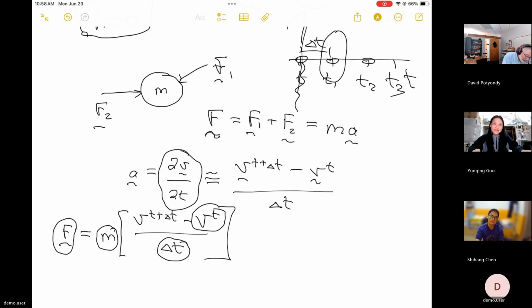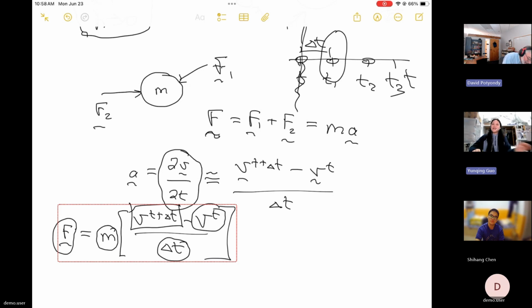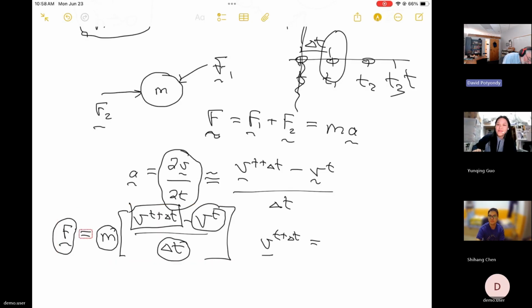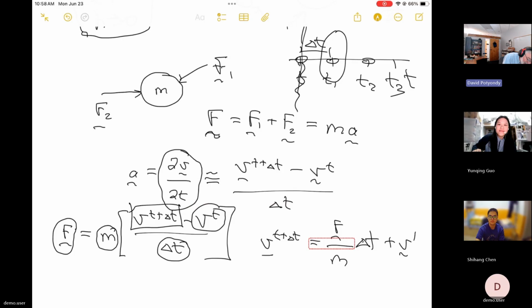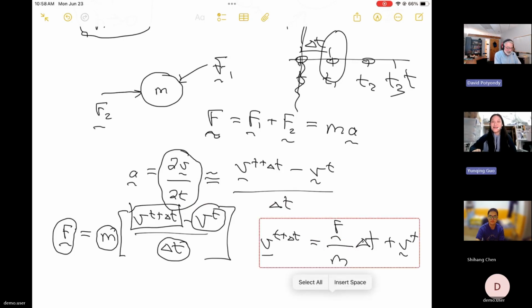Oh, look at this. So I can find the new velocity, the next v. So v at the new time is going to equal force over mass, bring that to that side, times delta t, plus v at t. Right? This is the new velocity. So this is an explicit finite difference scheme.